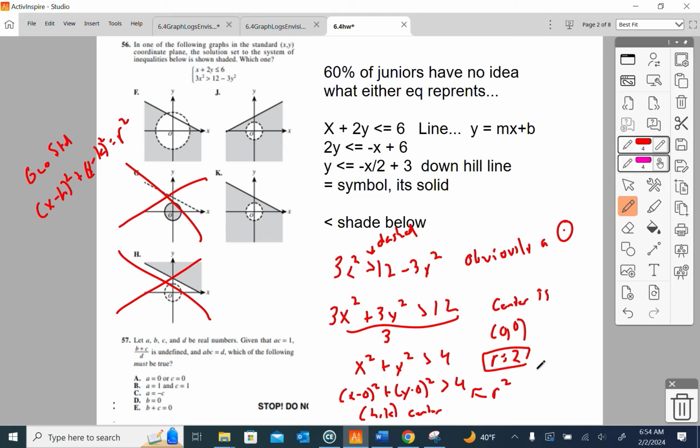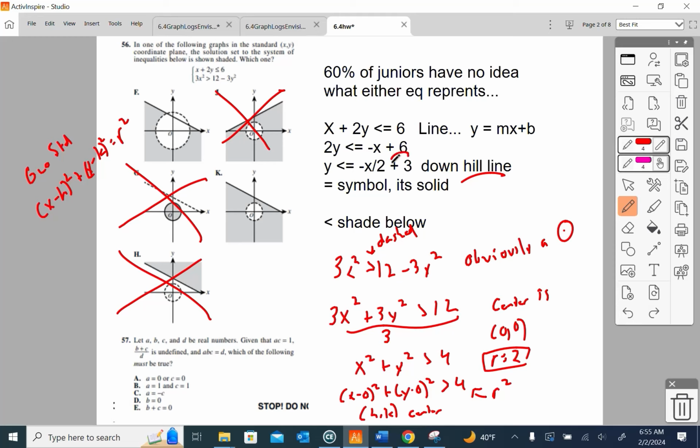So what I have to ask myself is which one of these circles is most likely to have a radius of 2? And it's probably this one. This one has a downhill line. Oh, by the way, we couldn't be J, could we? Downhill line. It's going to have to be that one. At least I think it's going to be that one. Is it? No.